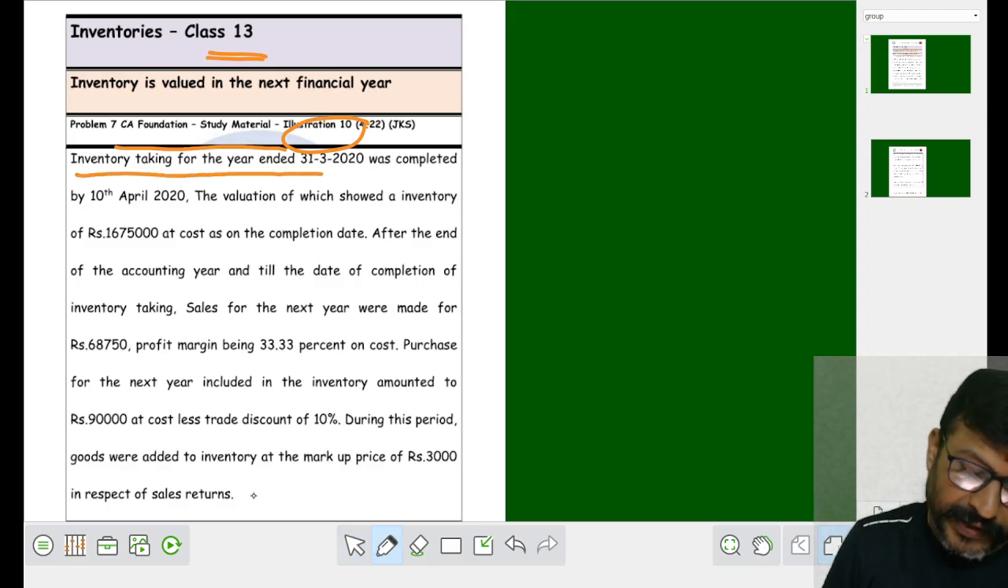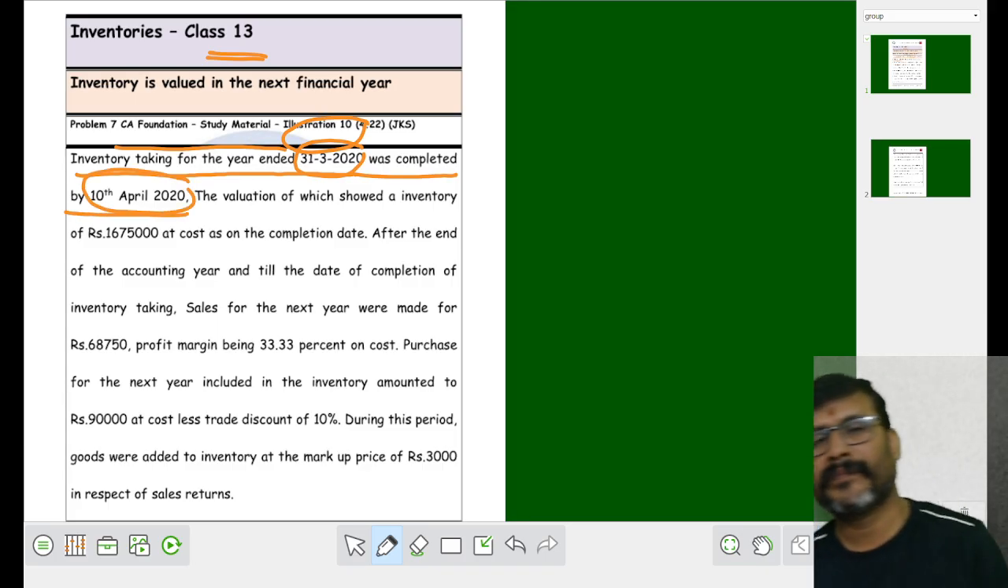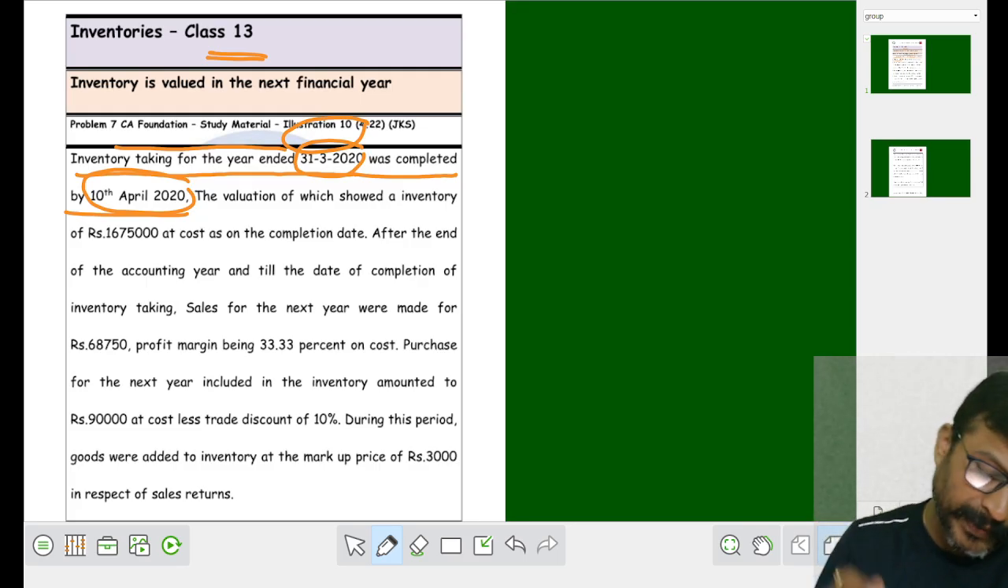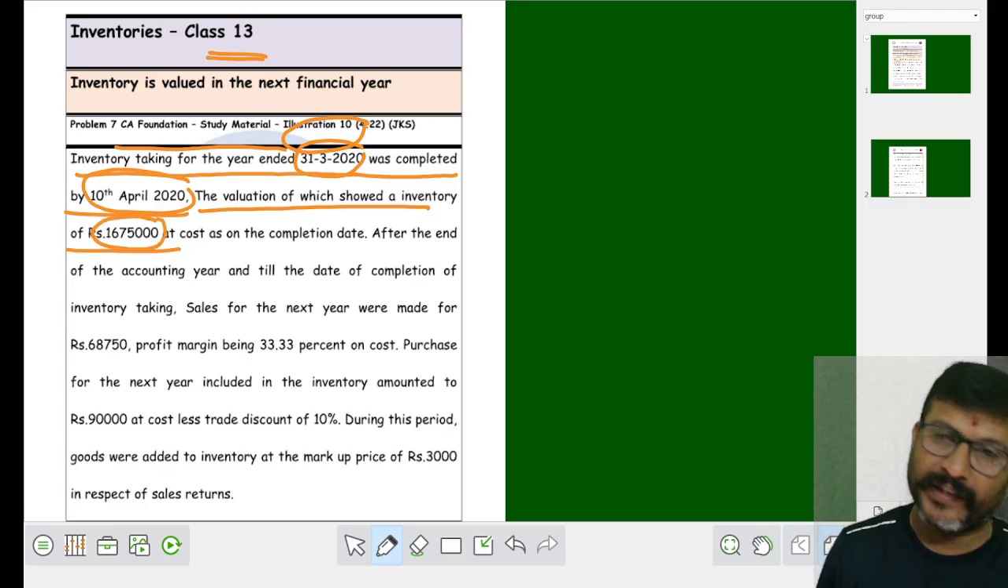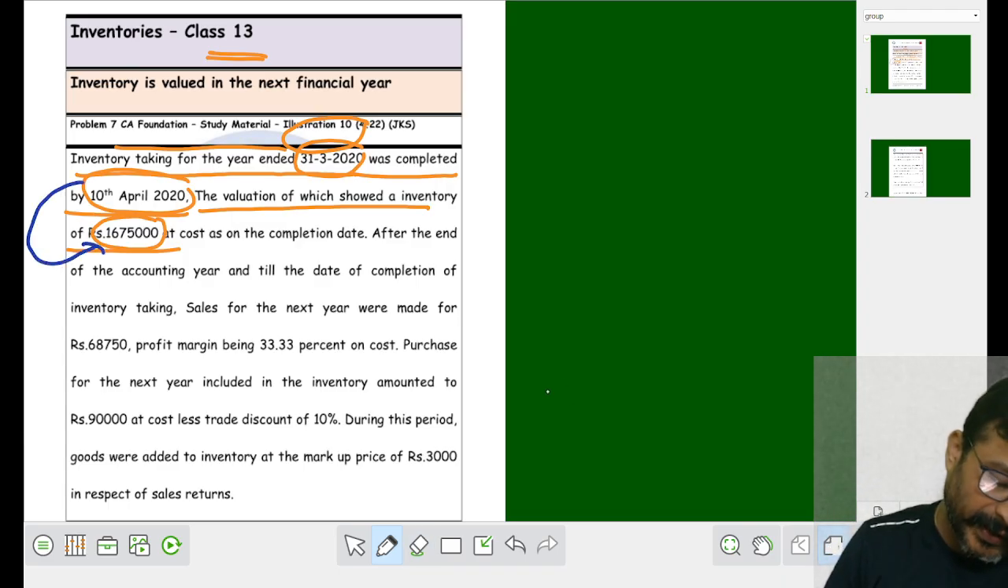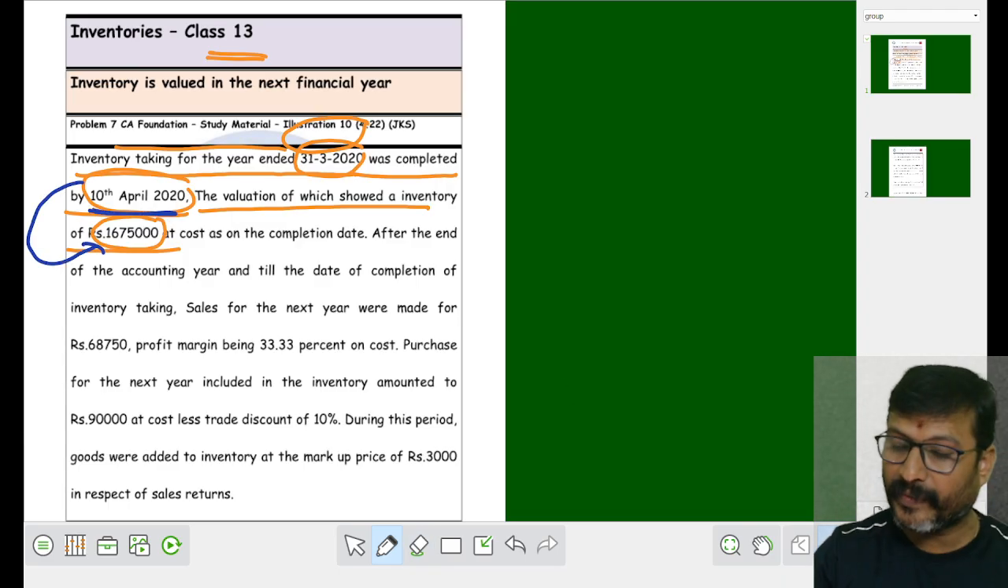Inventory taking for the year ended March 2020 was completed by April 2020. When the stock is taken, April 2020, the valuation of which showed the inventory of 16,75,000. See my dear student, when the inventory is valued on 10th April 2020, right?